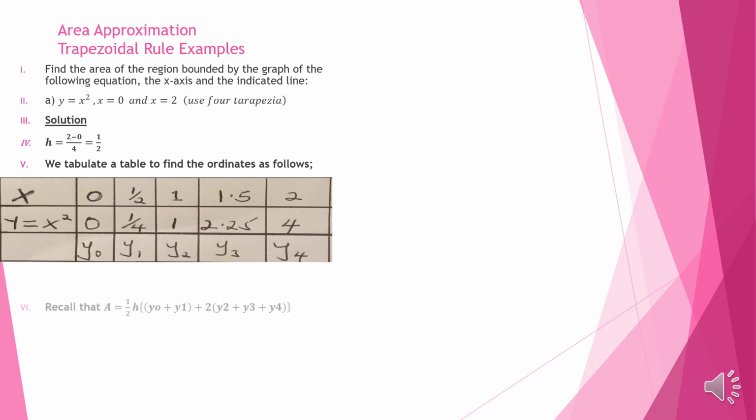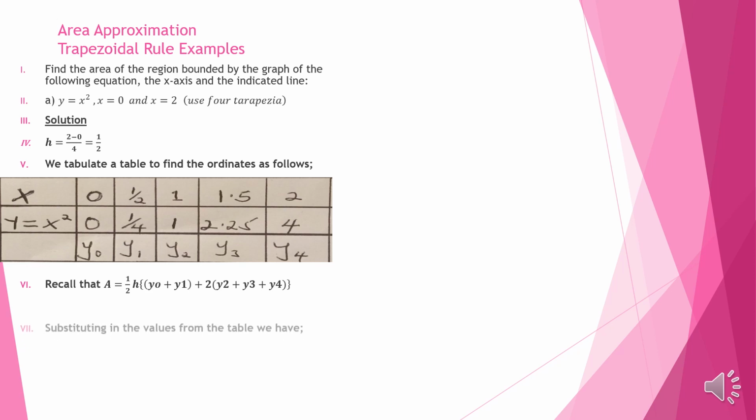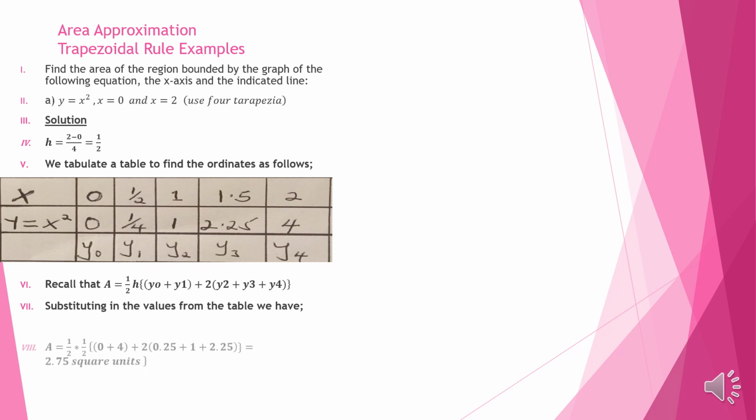Now, recalling that area is given by a half multiplied by h, times the sum of the first and the last heights, plus twice the sum of the intermediate heights, we can substitute the values from the table. Area equals a half multiplied by the height, which is a half, times the first and the last heights, 0 plus 4, plus twice the remaining heights, that is a quarter plus 1 plus 2.25. Using your calculator, we end up with 2.75 square units.